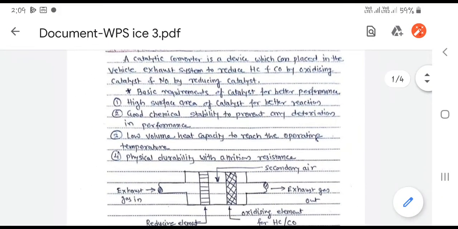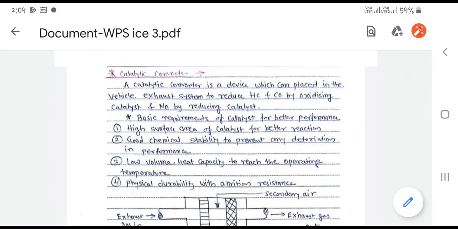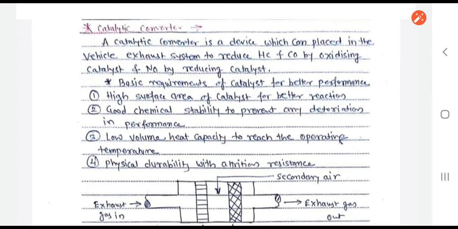In the last video, we already discussed the different pollutants emitted by the SI engine as well as the CI engine. Now, in this video, we are going to understand the different devices which can be used to control these pollutants. Here we start with the first device, that is called a catalytic converter.